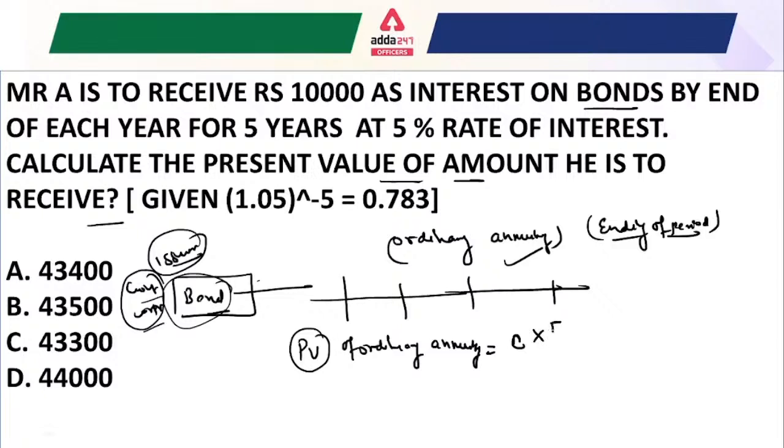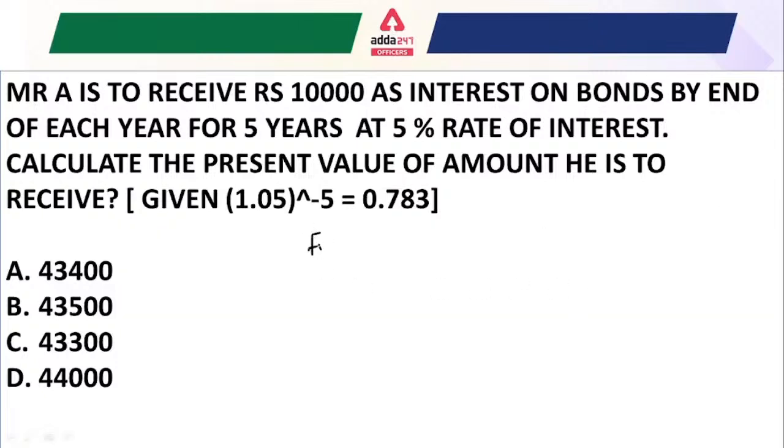Now, if you are confused between the future value of the ordinary annuity and the present value of the ordinary annuity, just come back to the basics. As I explained, the future value of the ordinary annuity is equal to cash flow multiplied by (1 plus r to the power n minus 1) divided by r. Just learn this formula only.